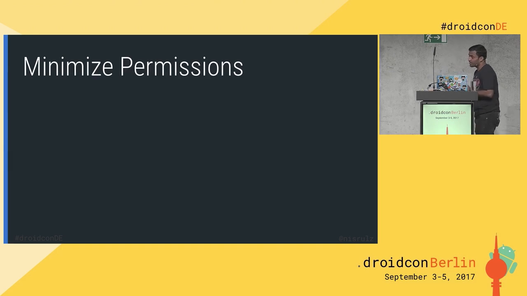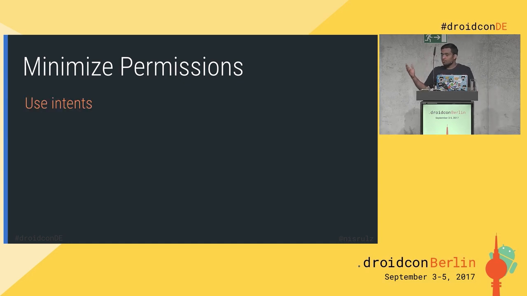Minimize permissions is the second one. Well, most of the time, this is also common to app developers, but whatever I'm actually talking about right now is from the perspective of a library developer. So you need to keep in mind those things. It's very common to have all these different permissions that your library might need, but you should not be doing that. I've learned it the hard way.